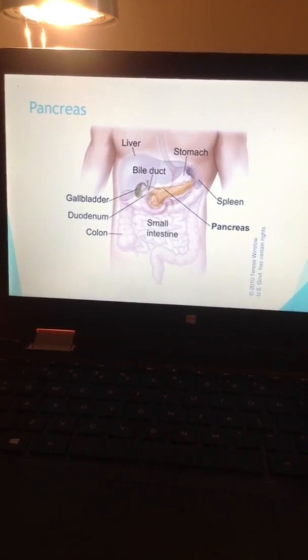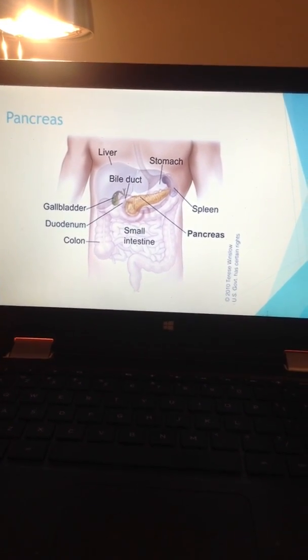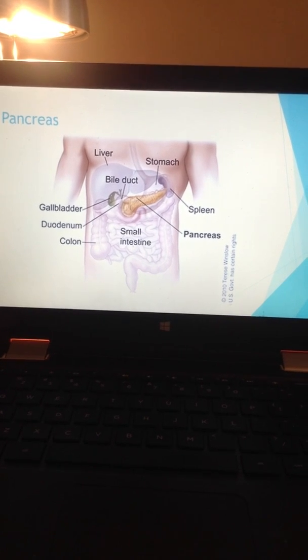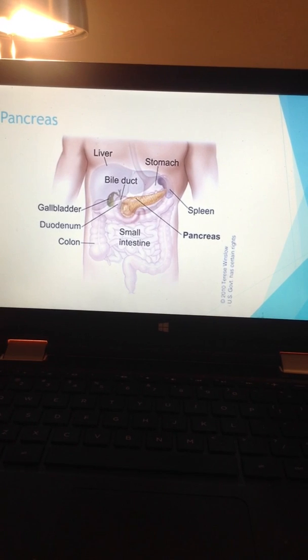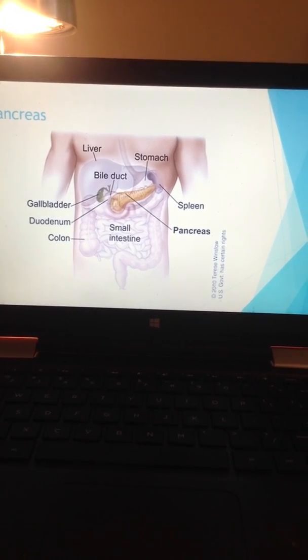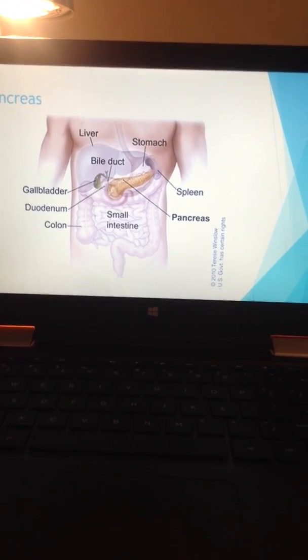Next is the pancreas, and the pancreas secretes digestive enzymes needed for carbohydrate, protein, and lipid breakdown, as well as buffers that reduce the acidity of fluids entering from the stomach into the small intestine via the pancreatic duct.